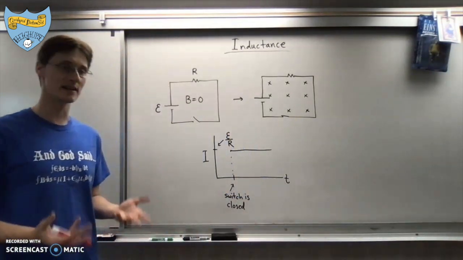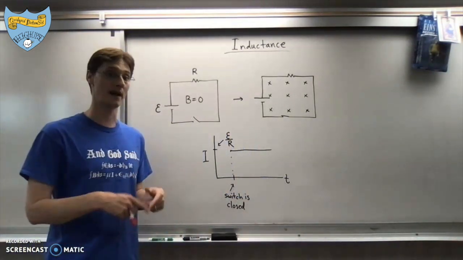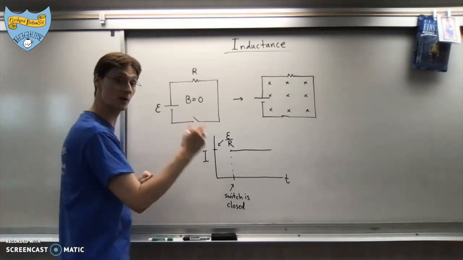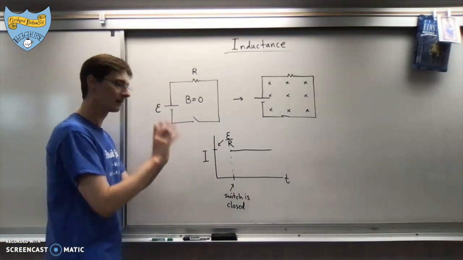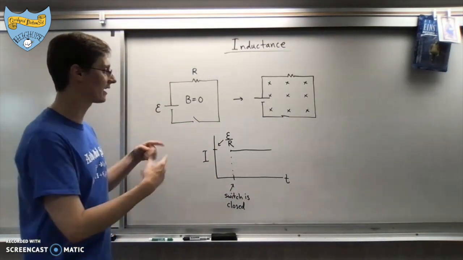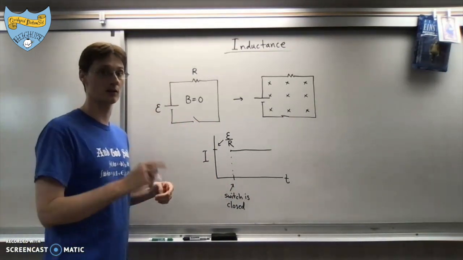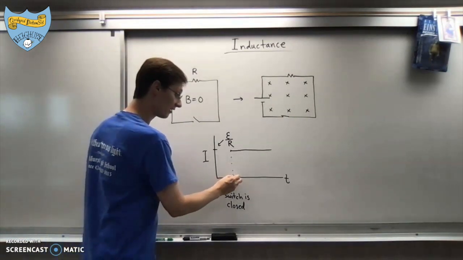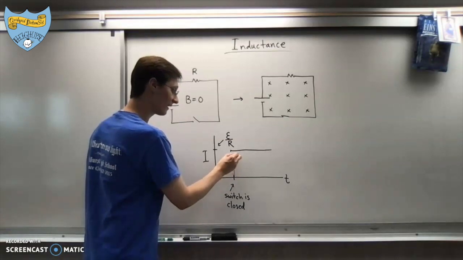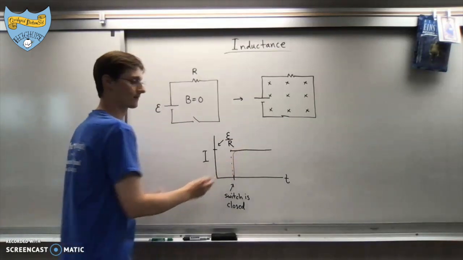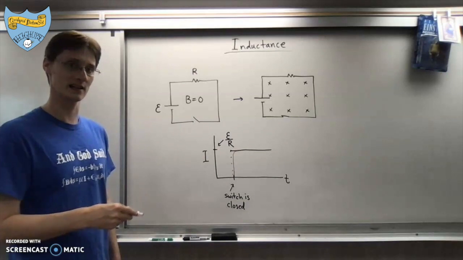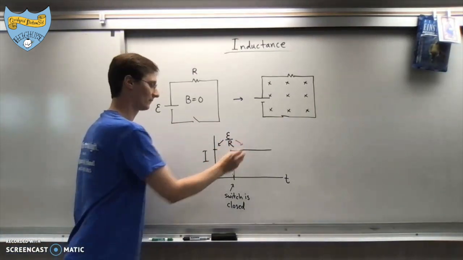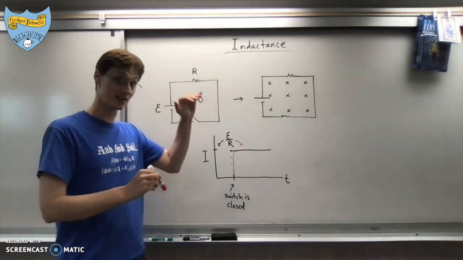And we can explain this knowing what we know about Lenz's law. Here's what actually occurs. When you close that switch, assuming it's a normal circuit, you don't have any funky extra components called inductors that we're going to learn about, the current increases incredibly fast, but not instantaneously, to whatever this value is, EMF over R, okay? So it's not instantaneous, right?